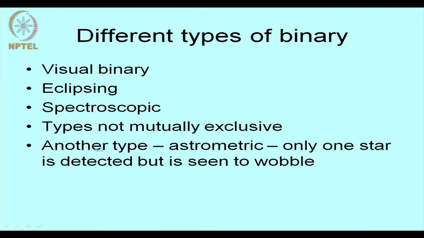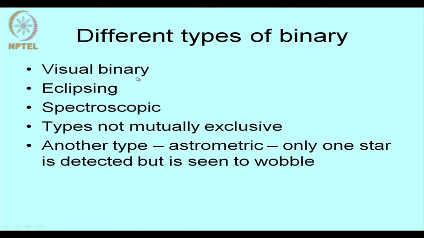There is another type called an astrometric binary, where you only see one of the stars on the sky, and you infer that it is a part of a binary system from the fact that the star seems to wobble because of its motion around the common center of mass. You do not see the partner. Such stars where you only see one of them and it wobbles is called an astrometric binary.